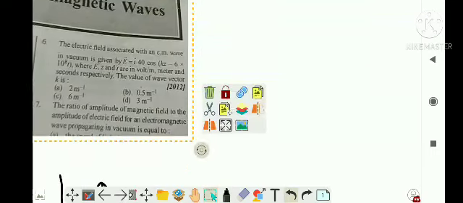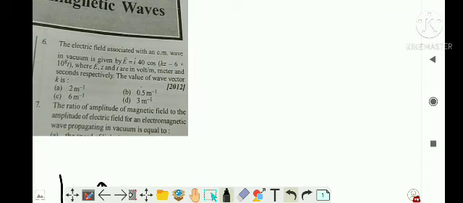Right, this is the sixth question. The electric field associated with an electromagnetic wave in vacuum is given by E is equal to i vector 40 cos(kz minus 6 into 10 to power 8 t), where E, z and t are in volt per meter and seconds respectively. The value of wave vector. I hope you remember the wave equations, guys. Without that you cannot solve it.